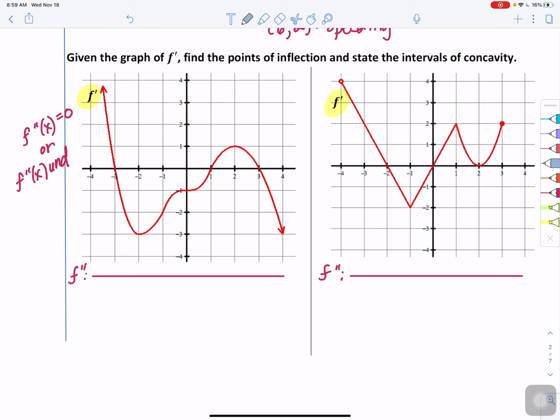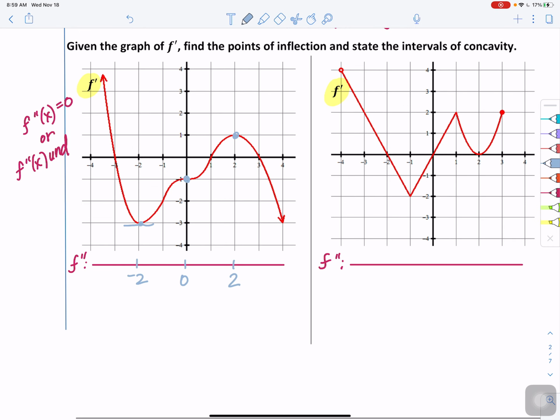Well, I see the derivative of F prime is F double prime, right? So where the derivative of the derivative is 0 is at -2. I also see a place here at 0, and I see a place here at 2. So, are these points of inflection? Let's look at concavity on both sides of this.